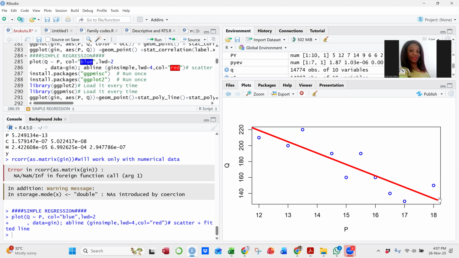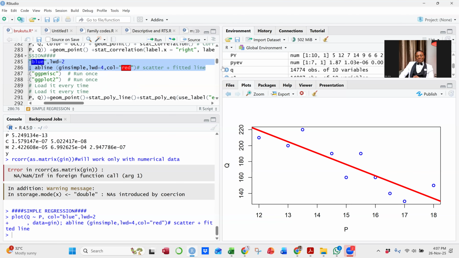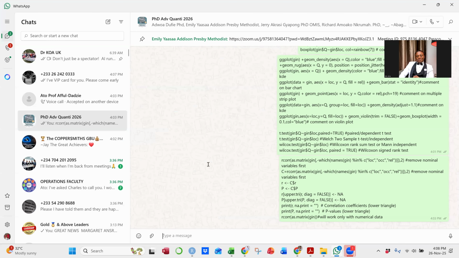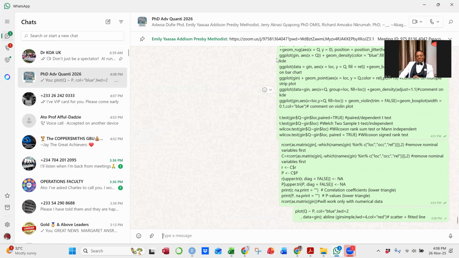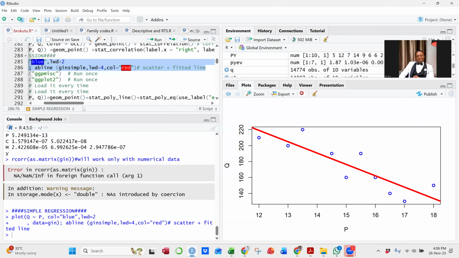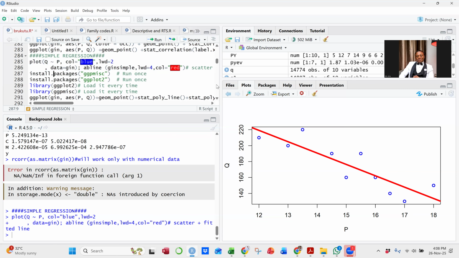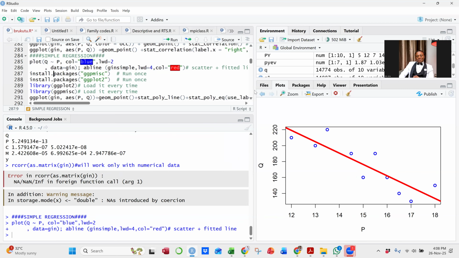It's done. Who else is done? Who else has been able to generate this line? Who is having a challenge? Somebody says he needs the code. No problem. I'll just give you the code. I'll put it here for you. I'll also put it there for you just in case. Who else has been able to generate the simple regression line?